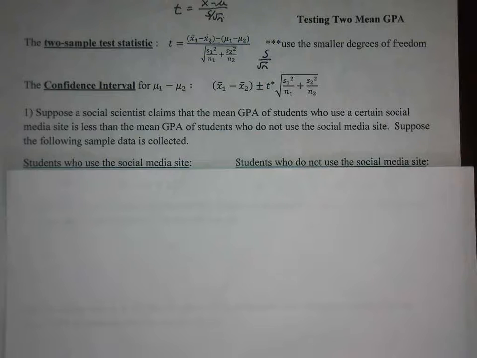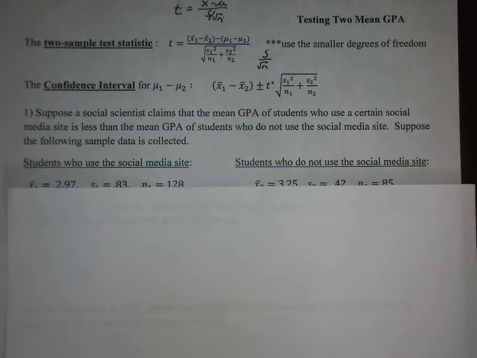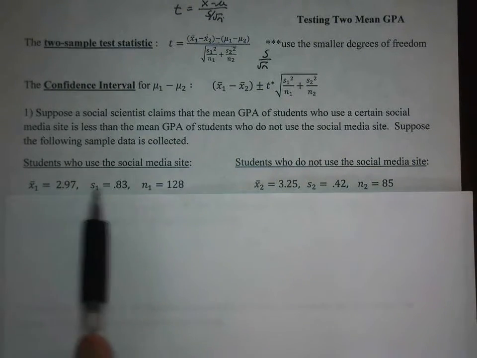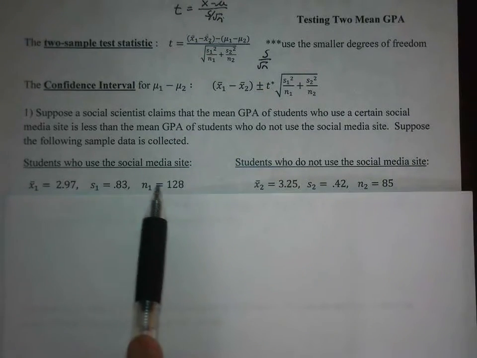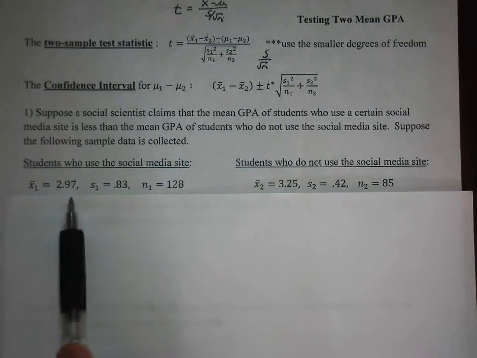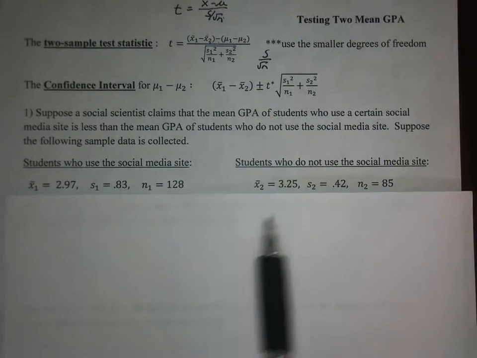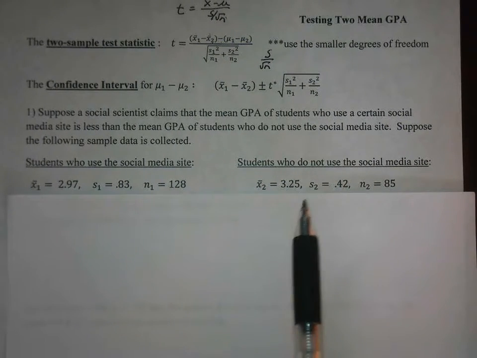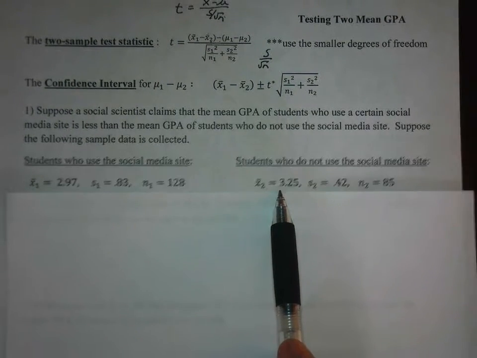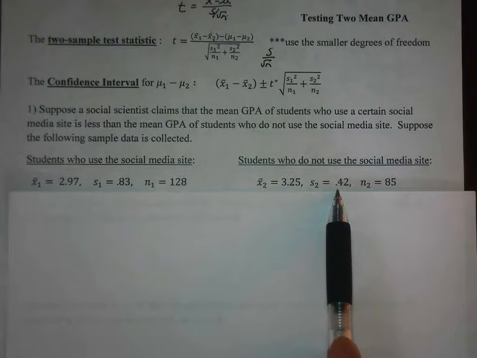Suppose a social scientist claims the mean GPA of students who use a certain social media site is less than the GPA of students who do not use that social media site. Suppose the following sample data is collected. Students who use the site: 128 students were asked, and these are their sample mean and standard deviation. And then a sample of 85 students who do not use the site had a mean GPA of 3.25 and a standard deviation of 0.42.